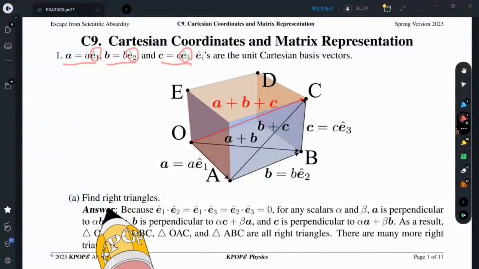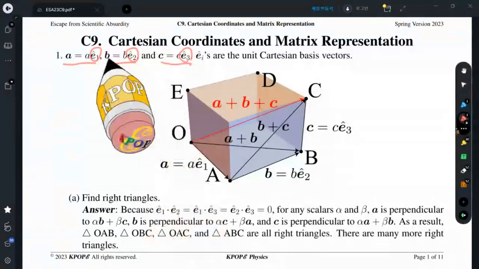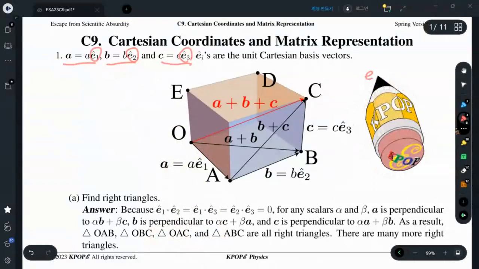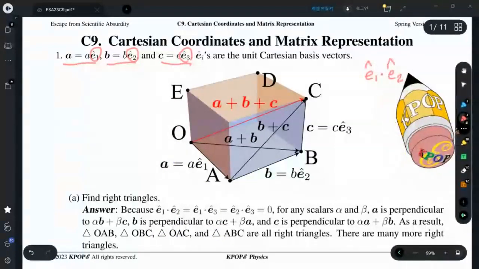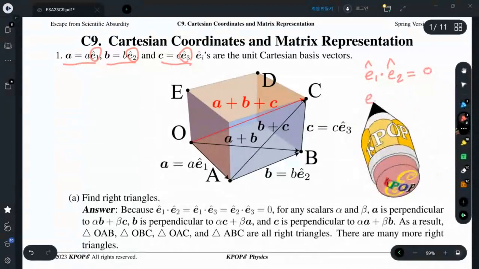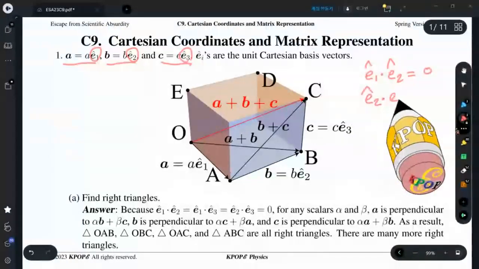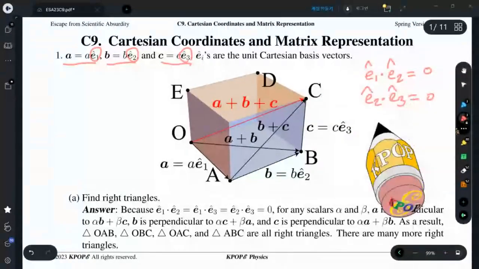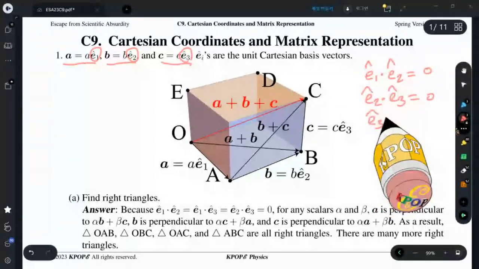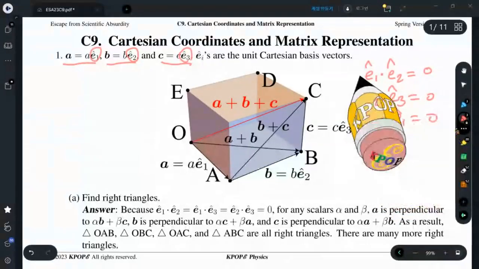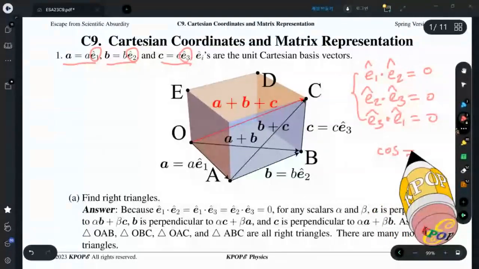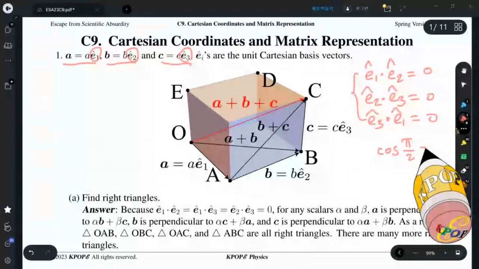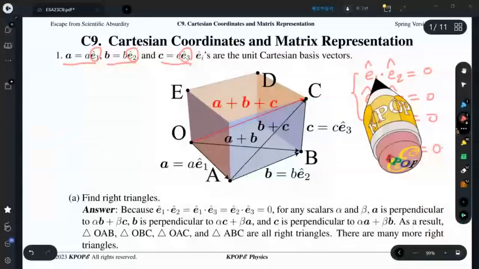Find the right triangles. So x, y, z axes are perpendicular to each other. So E1 dot E2 equals 0, E2 dot E3 equals 0, E3 dot E1 equals 0. So this one means a cosine of half pi. The angle between any two is 90 degrees.